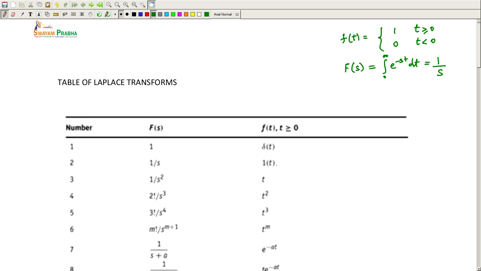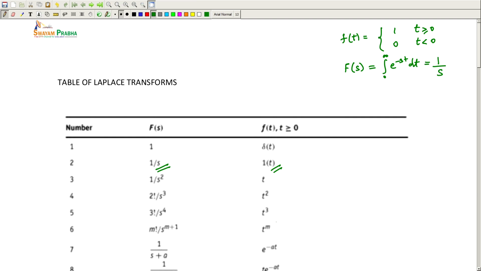And you see the same thing here. So, this 1 of t basically denotes this definition, that for t greater than or equal to 0 it is 1, and for t less than 0 it is 0. So, for this 1 of t you get the Laplace transform as 1 by s.